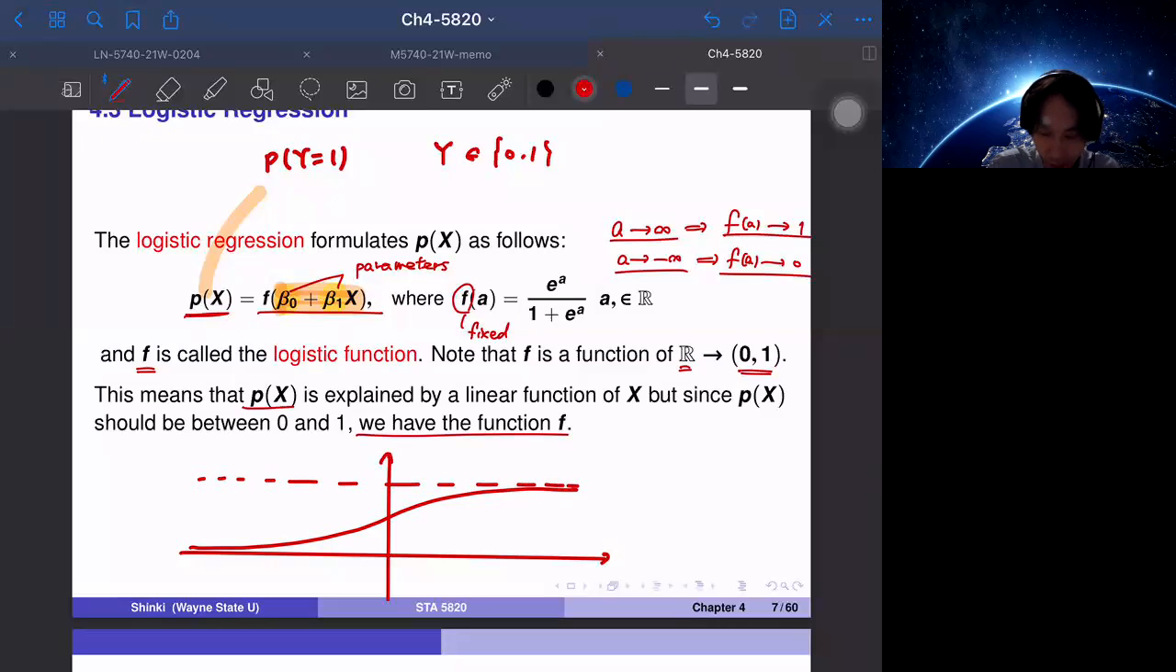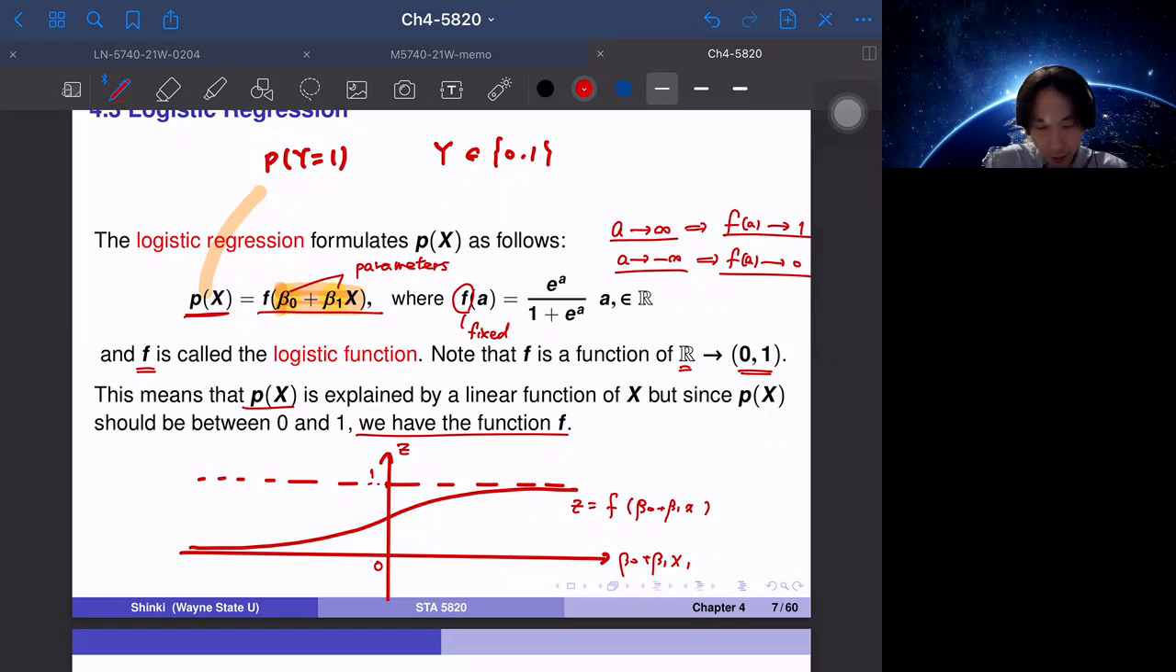So this is basically beta naught plus beta 1 x. Then we have, maybe I would say z, and z is equal to f of beta naught plus beta 1 x. So the range of the function is 0, 1. So that is the idea.